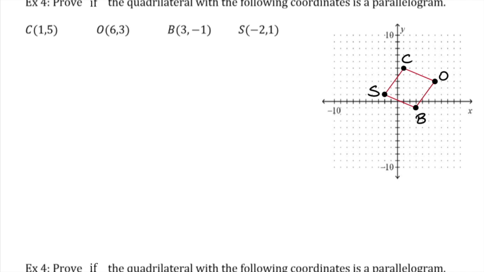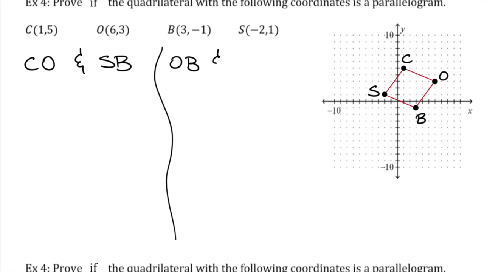So what we're going to do is try to prove that the opposite sides are parallel. If I'm taking a look at the opposite sides, say the side from C to O, if I'm doing CO, that's opposite from SB. Those are ones that I'm going to want to have the same slope. The other pair of opposite sides is going to be OB and SC. Those ones we're going to want to match up. So all we're going to do is use our slope formula and calculate these different slopes.